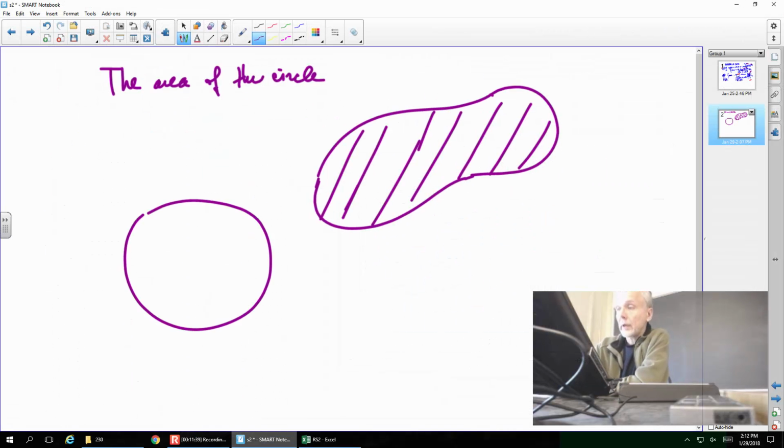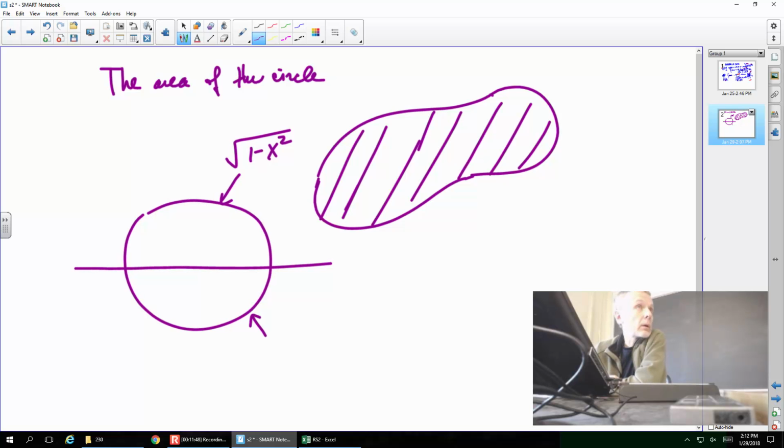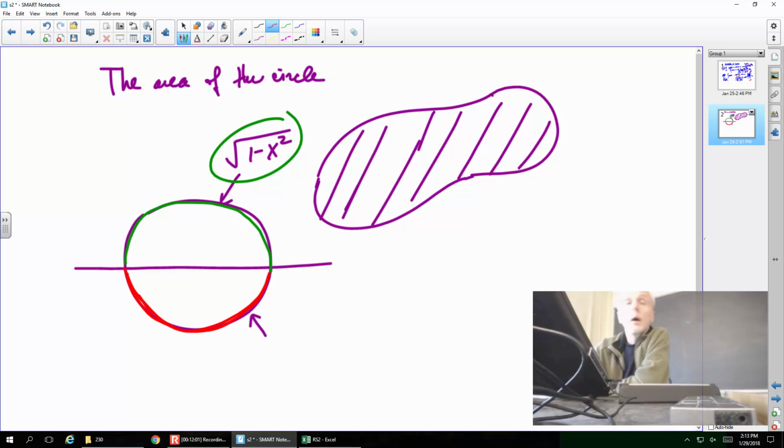So I have my circle again. So this one that I have used is the square root of 1 minus x squared, and this is what? So this one, and I'm doing the other one, this one. What's the formula? Negative square root of 1 minus x squared.